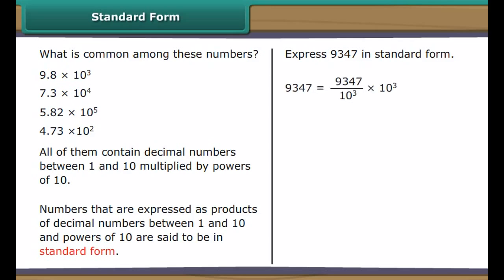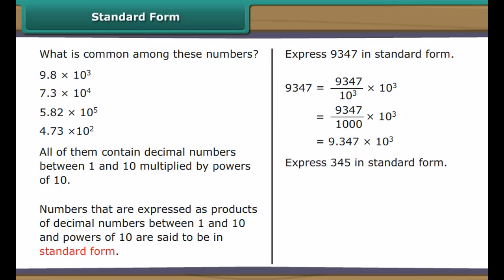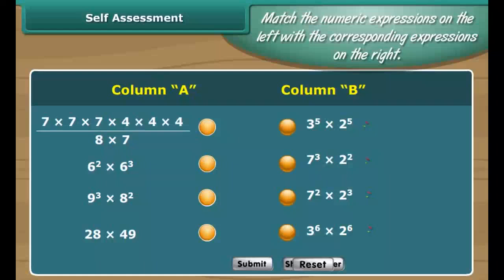Express 9347 in standard form. 9347 is equal to 9347 upon 10 cube into 10 cube, which is equal to 9347 upon 1000 into 10 cube, which equals 9.347 into 10 cube. Now express 345 in standard form. By simplifying it, we get 345 upon 10 square into 10 square, which is equal to 345 upon 100 into 10 square, which equals 3.45 into 10 square.